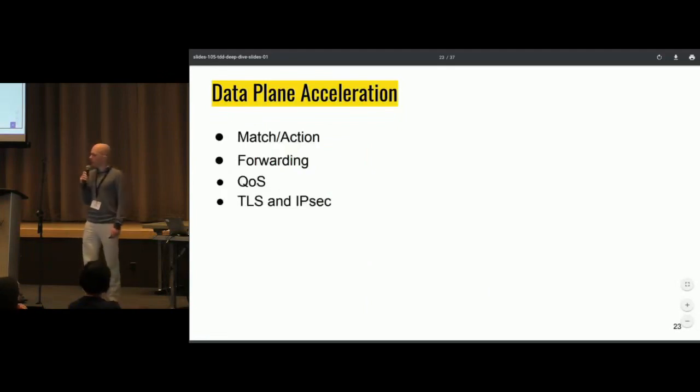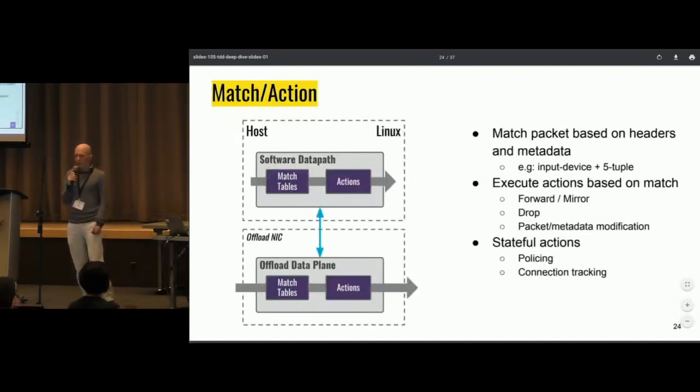Here we're going to go through four topics in data plane acceleration before we move on. The first one is match action. This is a foundational building block of a data path, and indeed of offloading a data path into the NIC.